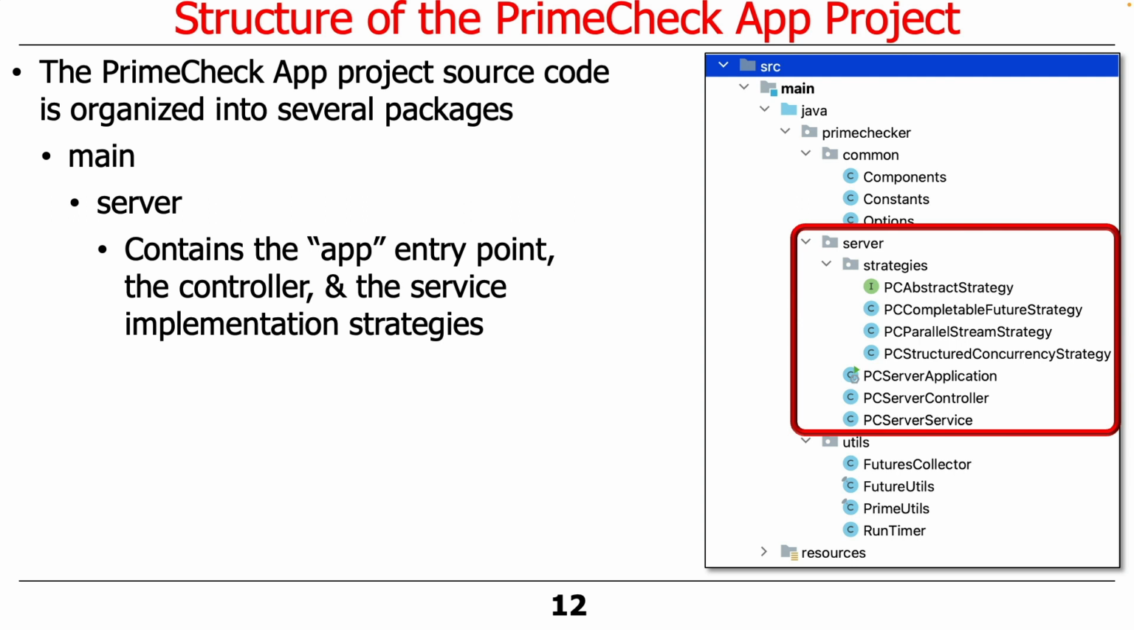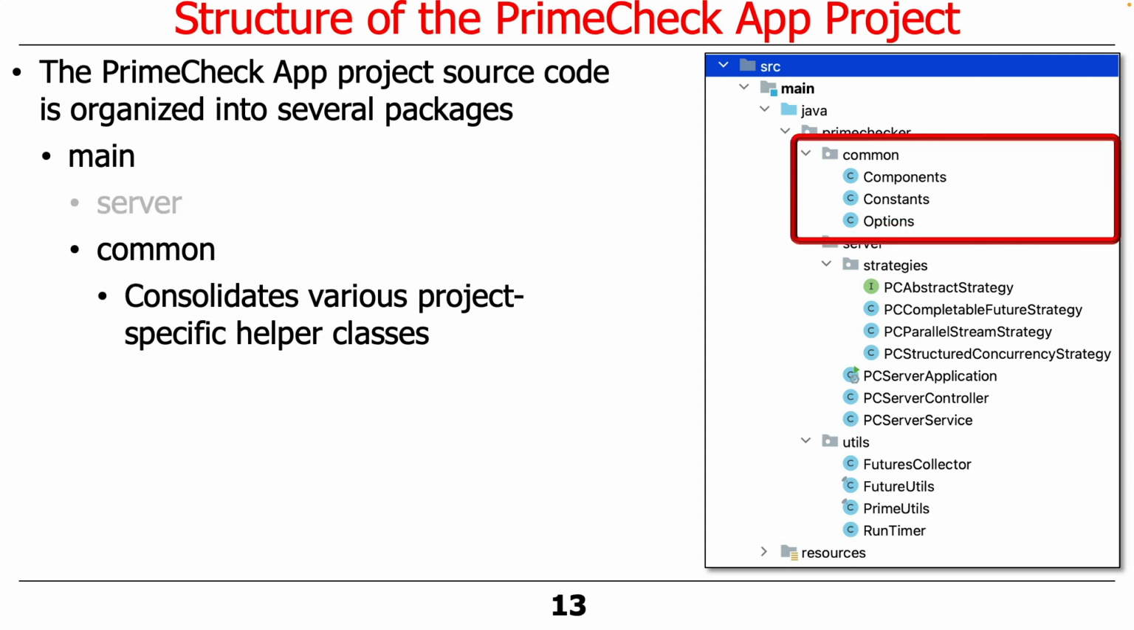And then there's also a set of strategies, and we're going to have the abstract strategy, which is the root of the other strategies. We have one that uses completable futures, one that uses parallel streams, and one that uses Java structured concurrency. So those are the three different strategies we use here. There's also some common classes, one called components, which keeps track of some of the beans we need, constants, which are used for both client and server to keep track of things like the names we're going to use for the get mappings, and then some options. And these common capabilities are meant to be specific to this application, but they could be shared between client and server, so that's what makes them common.